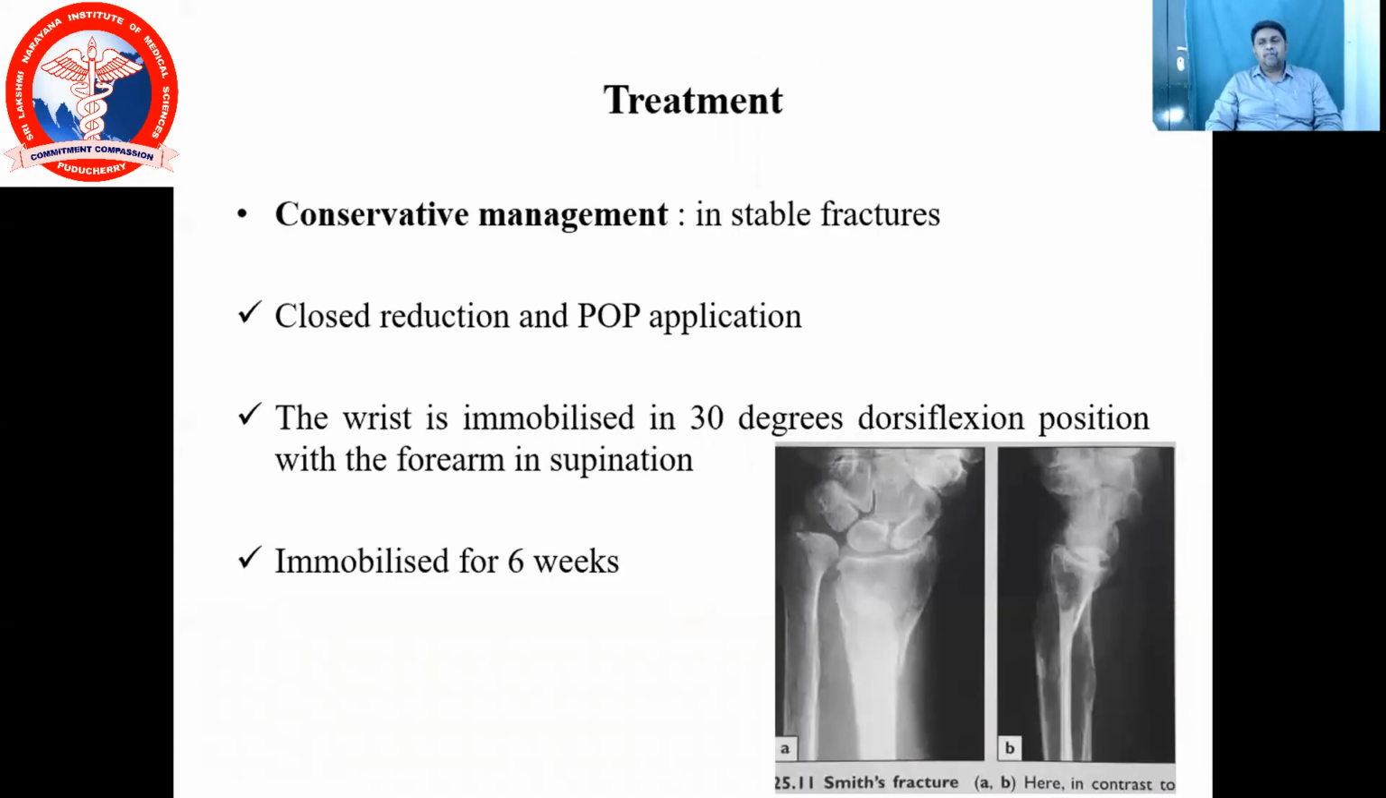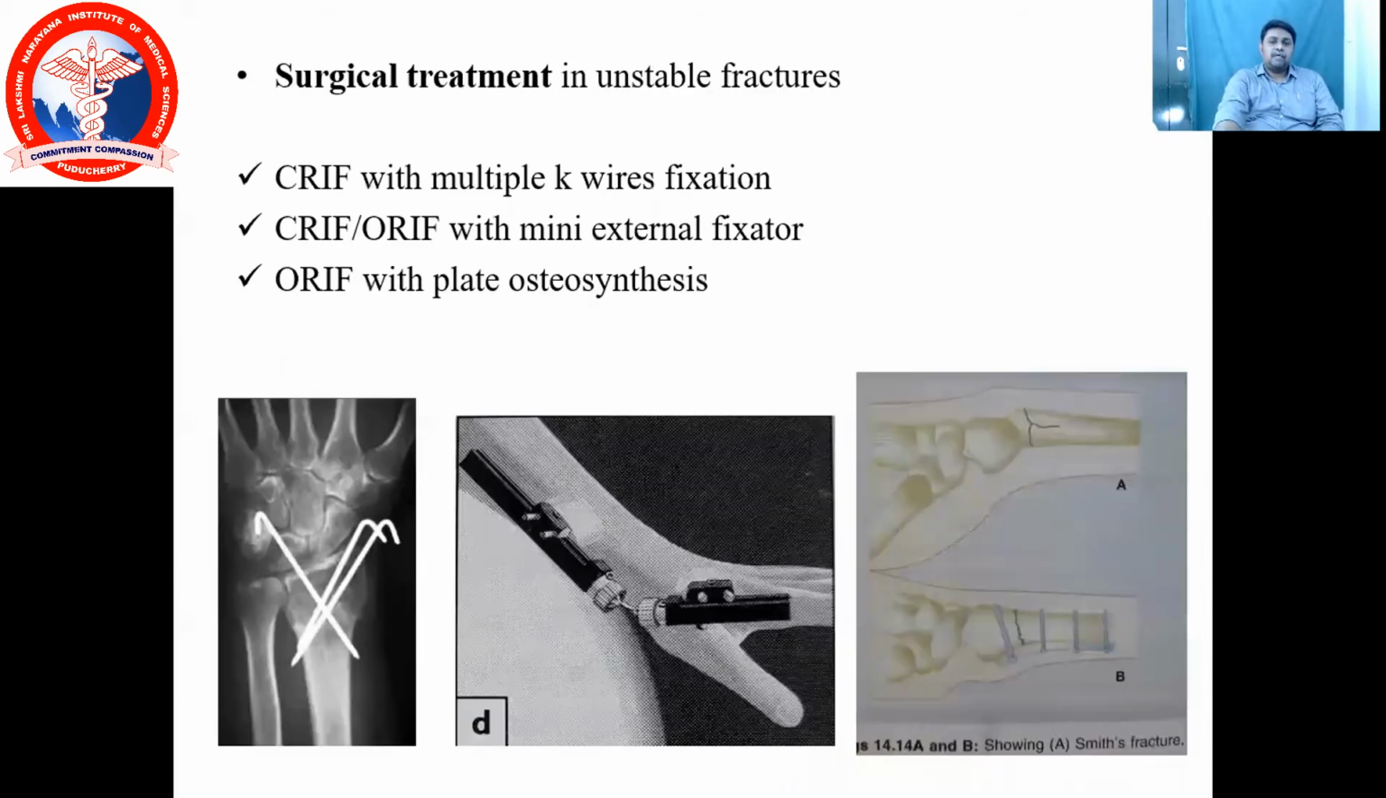Treatment. Again, as you know, there is both conservative and surgical line of treatment. In the conservative line of treatment, you do a closed reduction, and then POP is applied. The wrist is immobilized at an angle of about 30 degrees of dorsiflexion. In Colles fracture, what you do is you keep a volar flexion and ulnar deviation. But in Smith's fracture, you keep the wrist in 30 degrees of dorsiflexion, and you immobilize the wrist for about 6 weeks. Surgical line of treatment, the same way, closed reduction with multiple K wires.